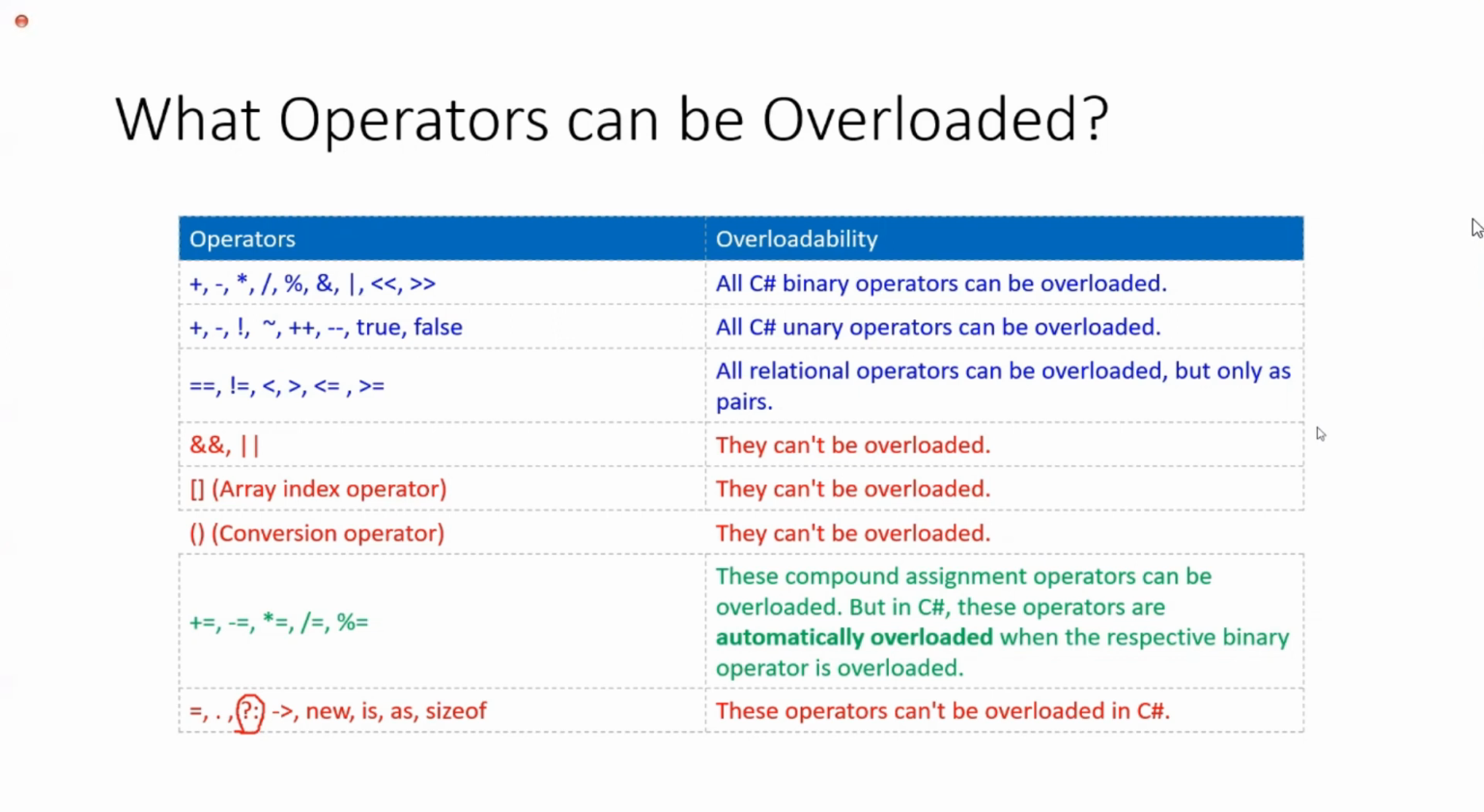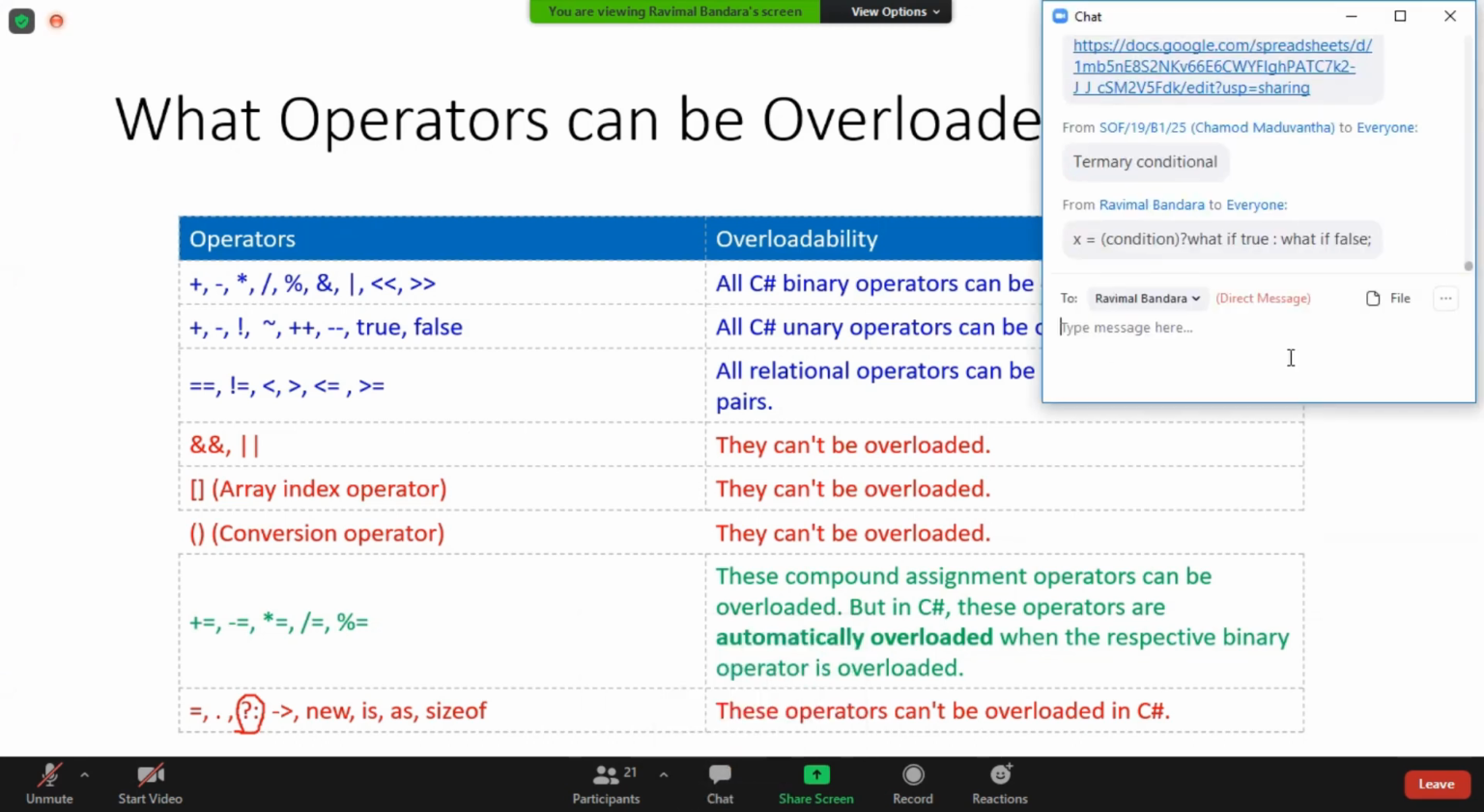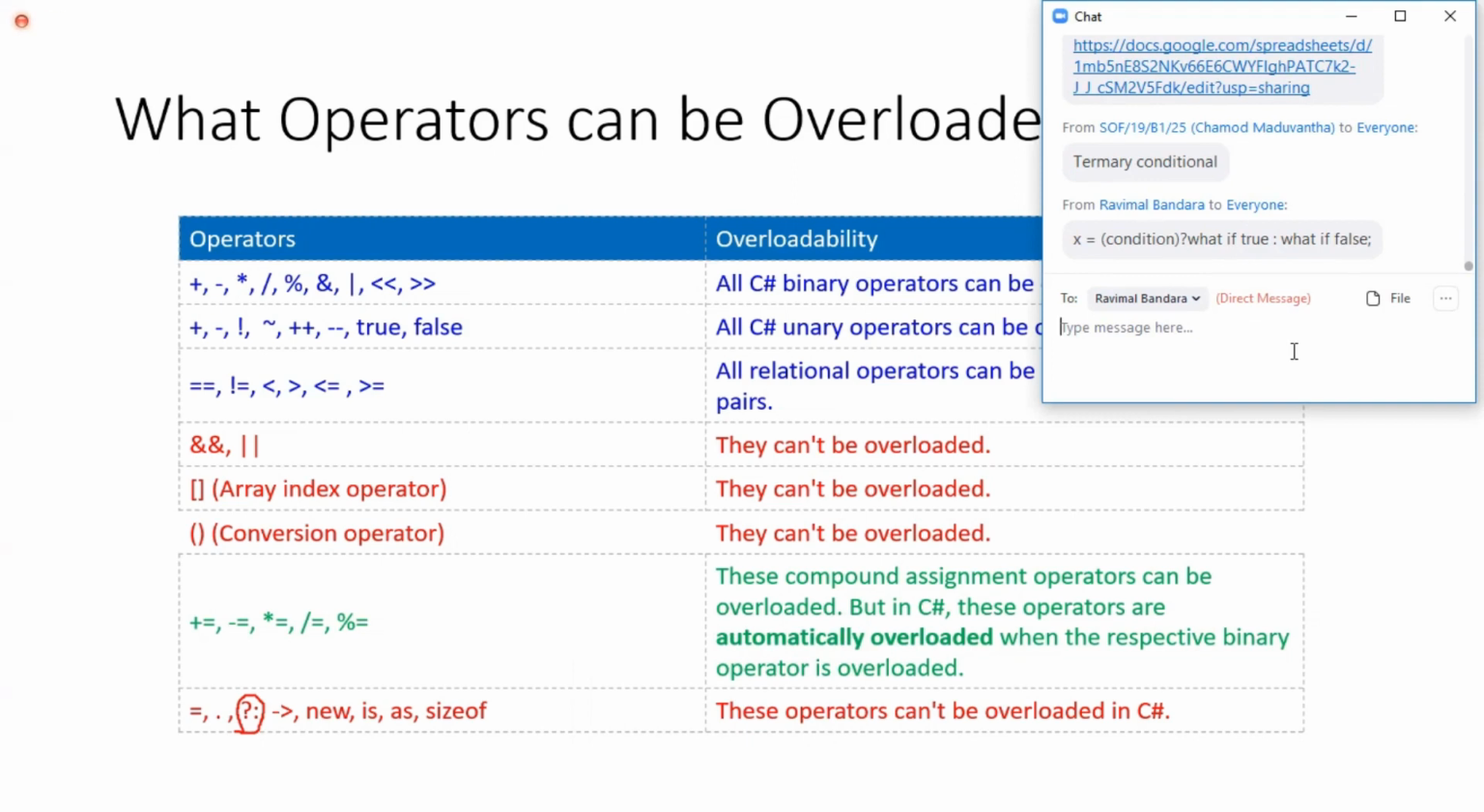So for example, you can have some condition here, right? You can do something like this: x equals condition and question mark. If the condition is true, then what we have to return has to be placed at the beginning, before the colon mark. And if the condition is false, then you have to place what should be returned in the second part, right? So this is there.